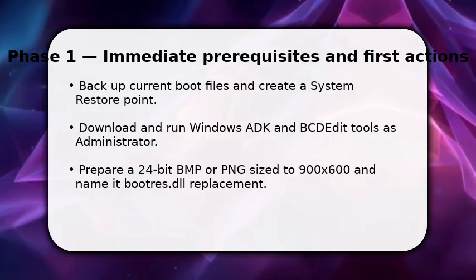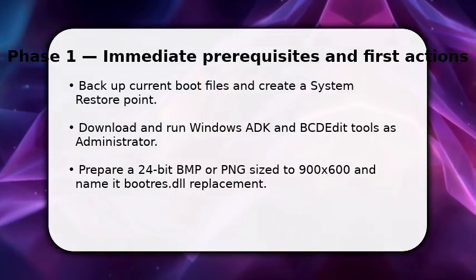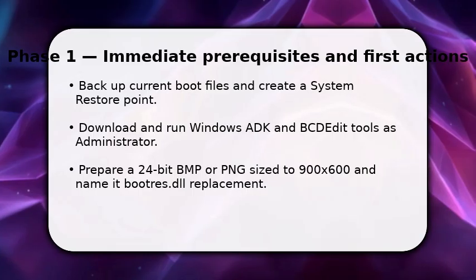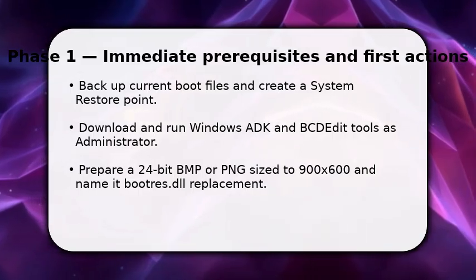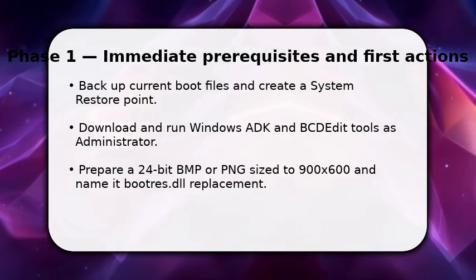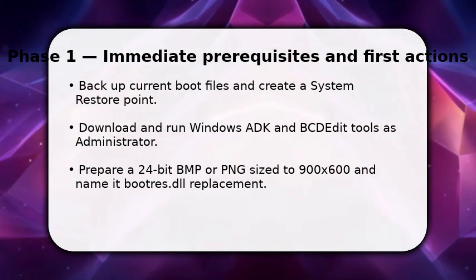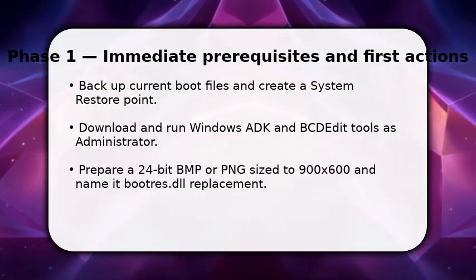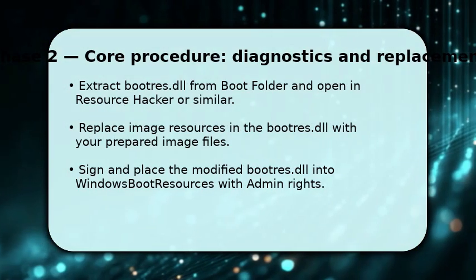Make the image now. A high-contrast 24-bit BMP or PNG sized to roughly 900 by 600 pixels works best. Make sure the image name and format match the replacement plan before proceeding. This avoids mismatches later. Now you perform the middle technical steps.